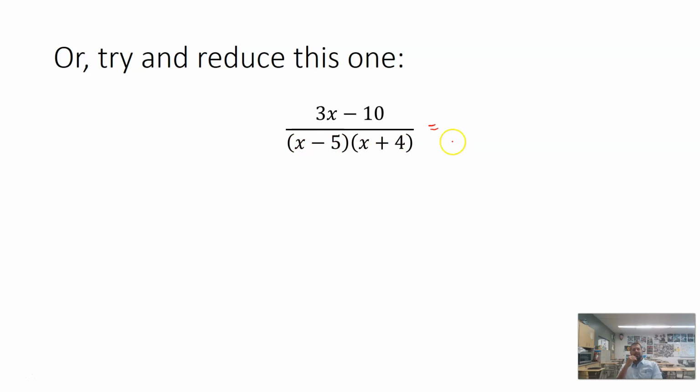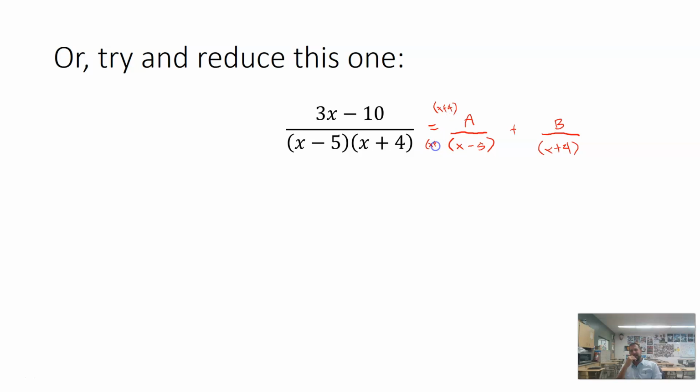Notice in this problem, I've got x minus 5 on the bottom, and I've got x plus 4 on the bottom. And I want to know, if those were two separate fractions once upon a time, what numbers were on top of those. So I've got a and b. Just like before, what we do is we get ourselves a common denominator.